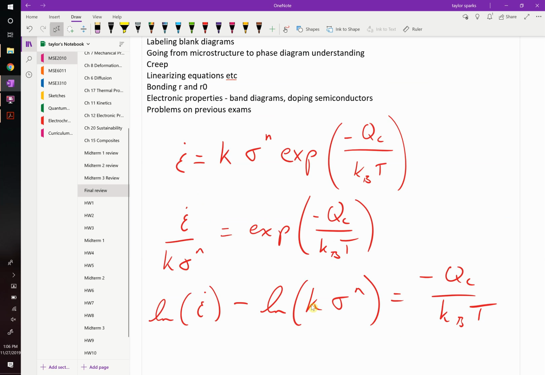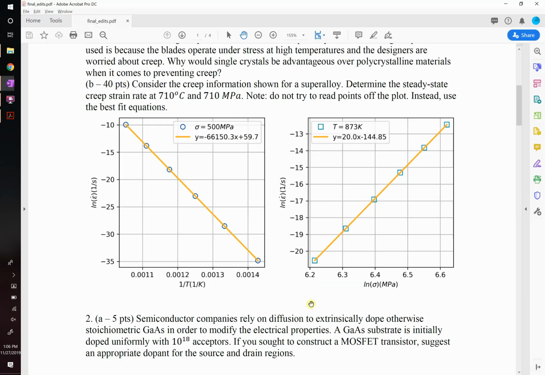So the slope of this thing on the left is negative Q_c over k_B, or R, depending on whether you want your activation energy on a per atom or a per mole basis. It's totally the same. Okay? Any questions so far on that step? So to do that, you would look at this equation and the slope's given. So that negative 66,150 is equal to the activation energy divided by k_B or R.